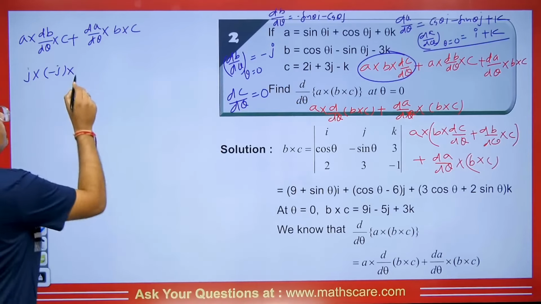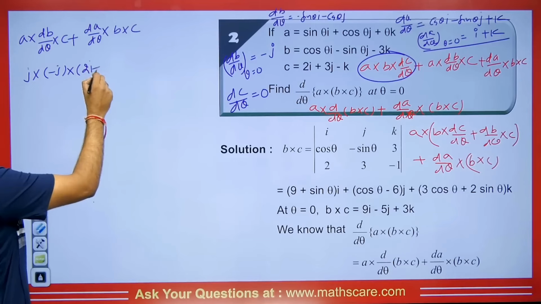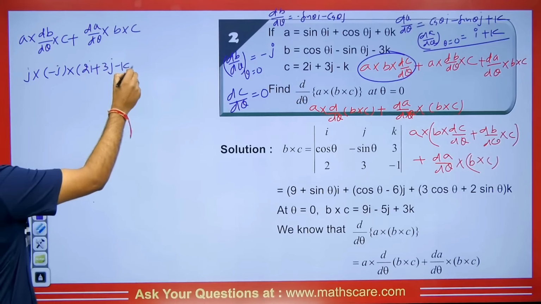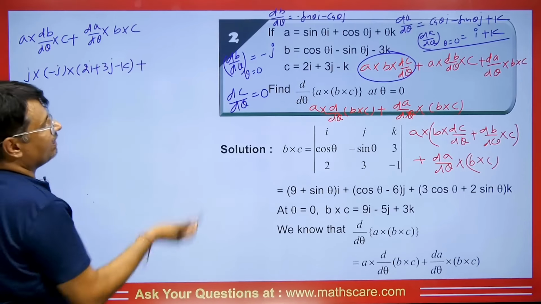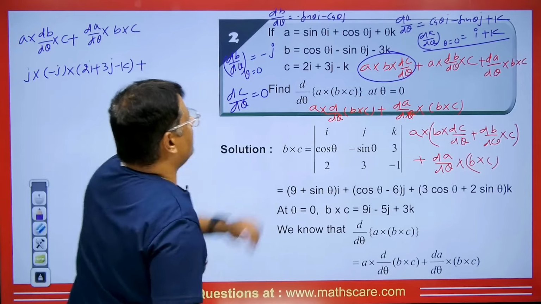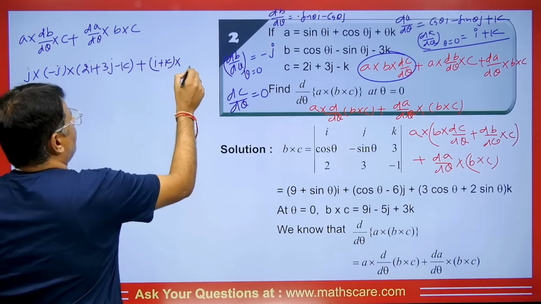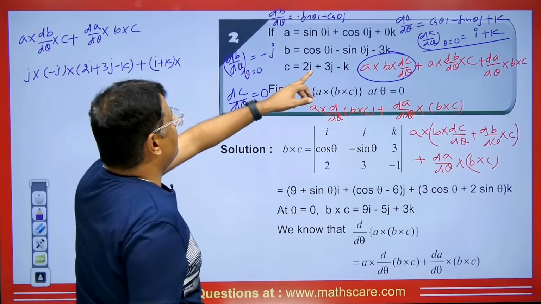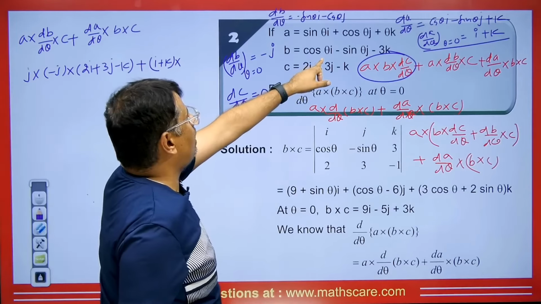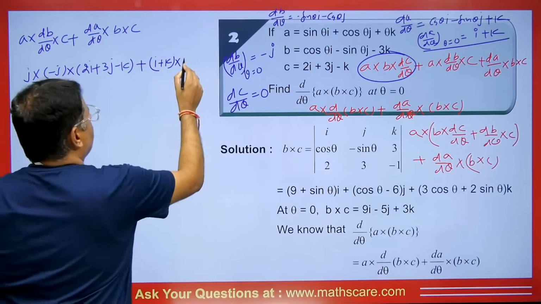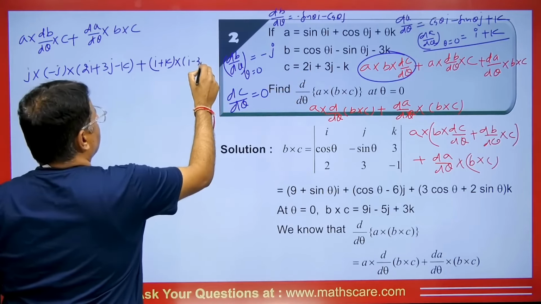The value of C that we are getting here is 2i plus 3j minus k plus dA by d theta. The value of dA by d theta is i plus k, so we will get this as i plus k cross B. The value of B we have, we just put theta's value as 0, so we will get i minus 3k.